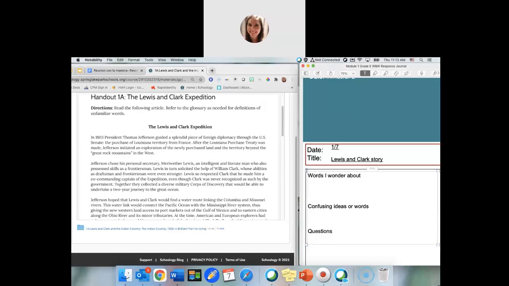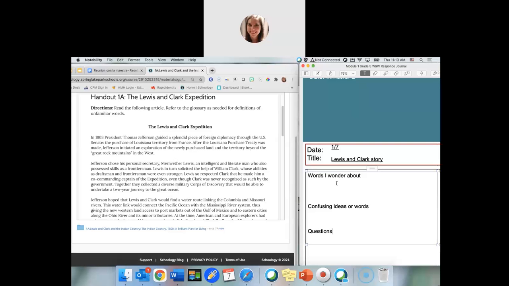So I asked you to write down words that you wonder about or confusing ideas or words or questions. You guys, this piece of paper is probably about a 7th or 8th grade reading level. It's not very long, but there's a lot of big words and there's a lot going on here.